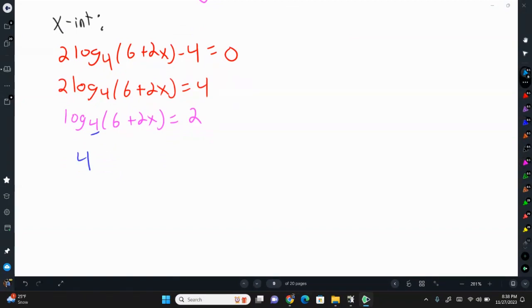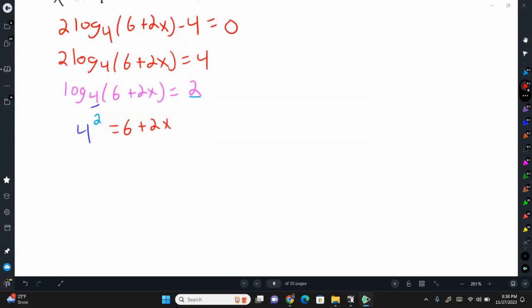4 to the second power is equal to 6 plus 2x. 4 squared is 16 equals 6 plus 2x. Minus 6 from both sides, 10 is equal to 2x. And then we get 5 is equal to x once we divide everything by 2.